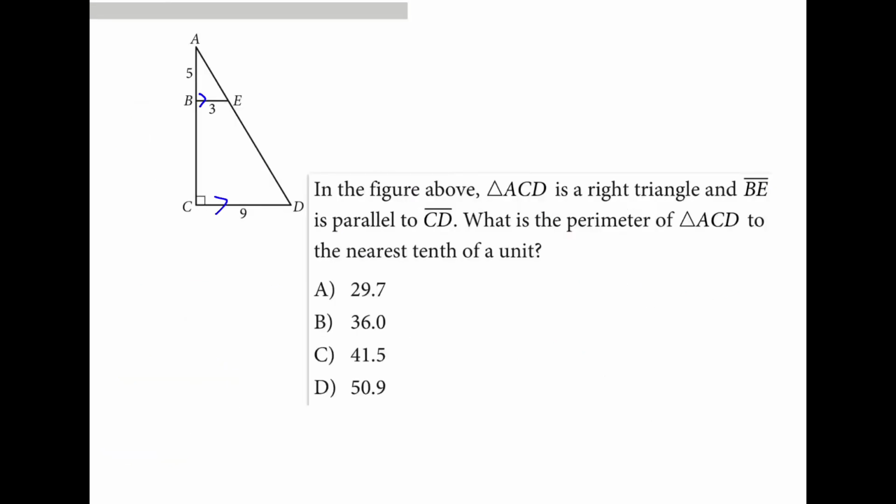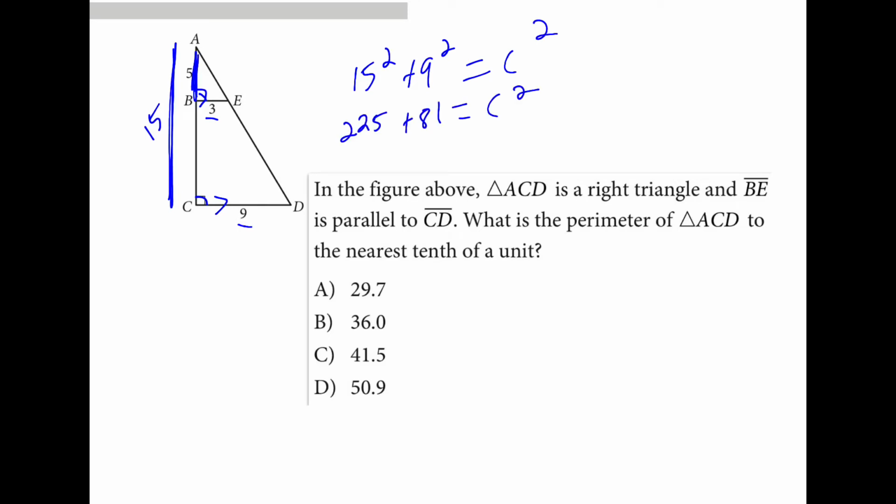Because these are parallel, and they're both 90 degrees, they're proportional. So this bottom length of 3 corresponds with this length of 9. It's triple the length. So this length of 5 corresponds with the big length of 15. Now I can use the Pythagorean theorem to figure out 15 squared plus 9 squared is equal to c squared. So 225 plus 81 is 306. The square root of 306 gives me about 17.5. So if I add that with 9 and 15, I get 41.5.